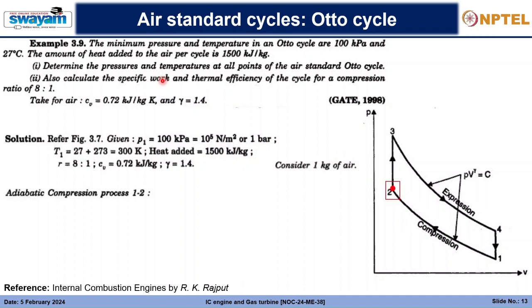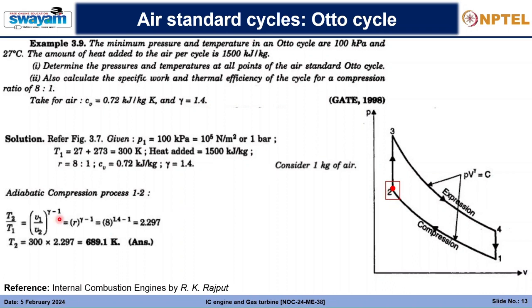First, let us consider the compression process 1 to 2 in order to find the values at point 2. We just use the simple adiabatic relation, T2 by T1 equals V1 by V2 to the power gamma minus 1. V1 by V2 we know is the compression ratio, just as indicated in the previous example also. And then we will get the T2 value as 689.1 Kelvin.